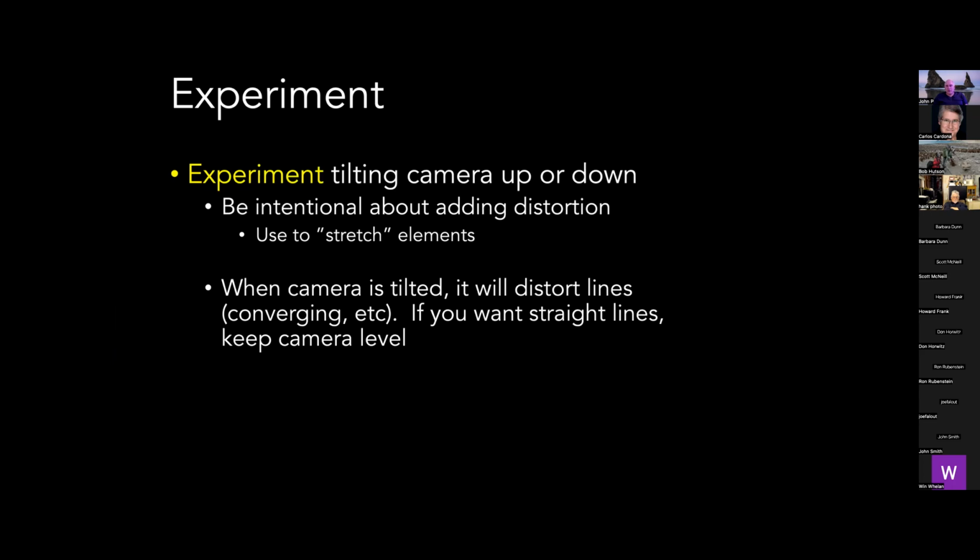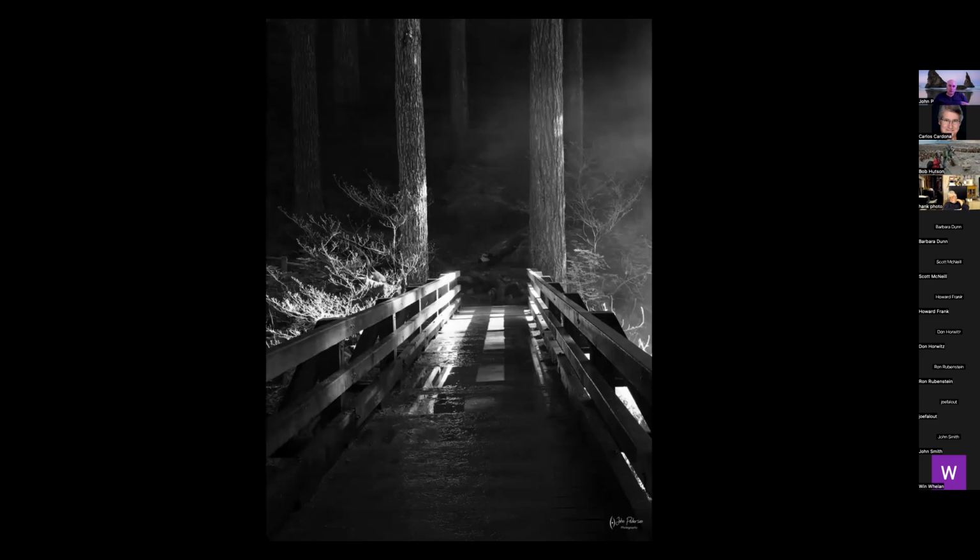When it's tilted, it's going to distort lines. You can get some converging lines. If you want straight lines, make sure to keep your camera level. Shot like this, I wanted straight lines of the trees, straight lines as much as I could of the railings of the bridge over Sawduck Falls. And so I made very sure that my camera was as level as I could. I wanted my lens exactly parallel to the surface of that bridge.